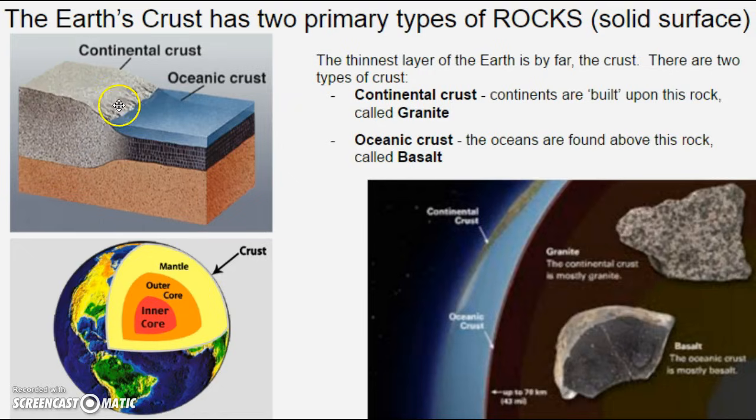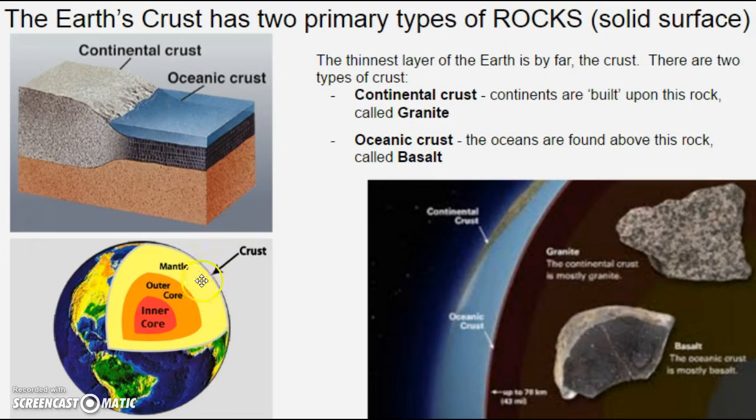We're looking at the rocks of the Earth's crust. The Earth's crust has 2 primary types of rocks within its solid surface. When we talk about the crust itself, we'll talk about continental crust, which we'll call granite, and oceanic crust, which we'll call basalt. The thinnest layer of the Earth is by far the crust. There are 2 types of crust. Continental crust is what the continents are built upon, and it's called granite. And there's oceanic crust. The oceans are found above this rock, and this is called basalt.